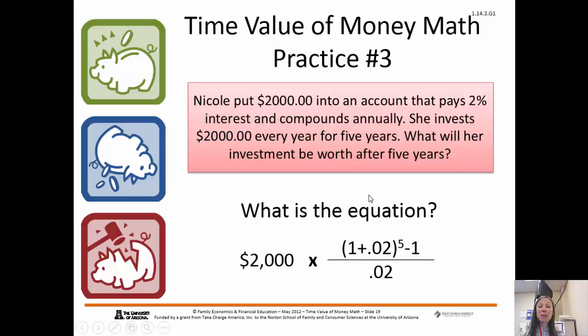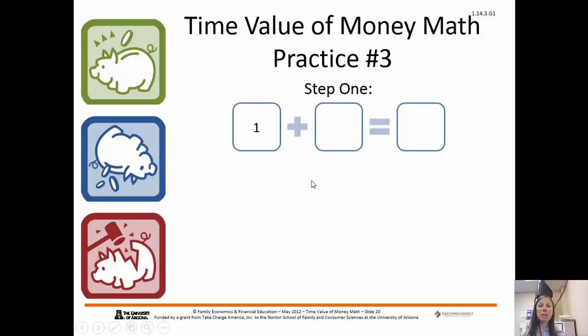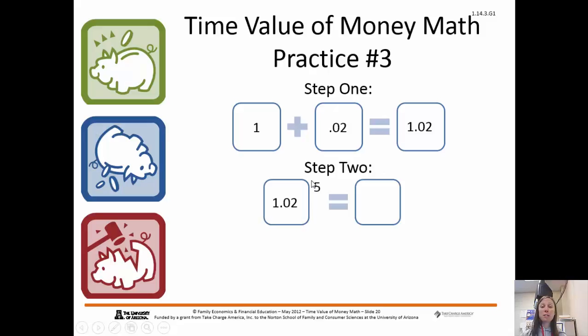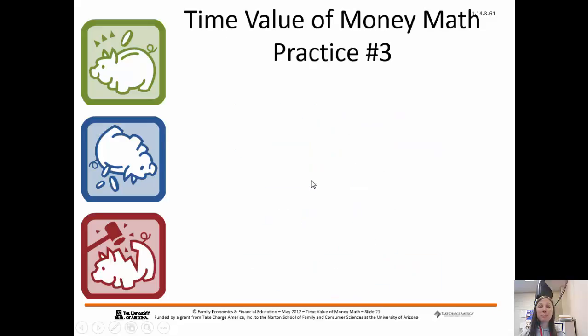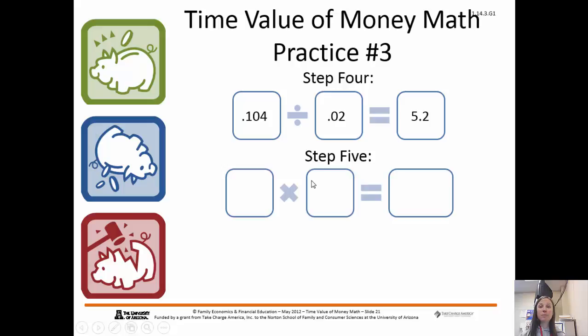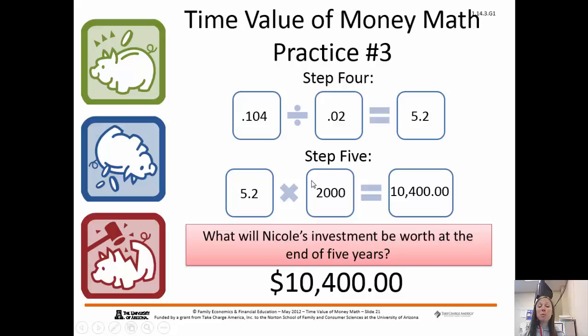The formula is as follows: 2,000 times 1 plus 0.02 to the 5th power minus 1 over 0.02. And if you figure that out, we know that the answer, if she does 2,000 every year for 5 years, has to be over $10,000. Shouldn't be too much over that. And then when we get our answer, here it's broken down into steps. And you can pause as you feel free. Her investment at the end of 5 years will be worth $10,400, which I kind of figured it had to be around that range.